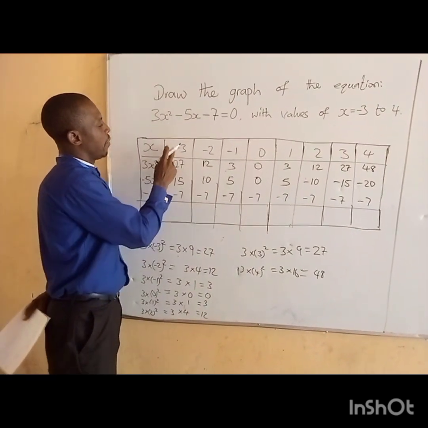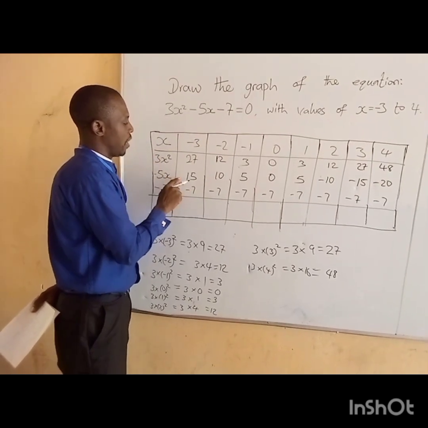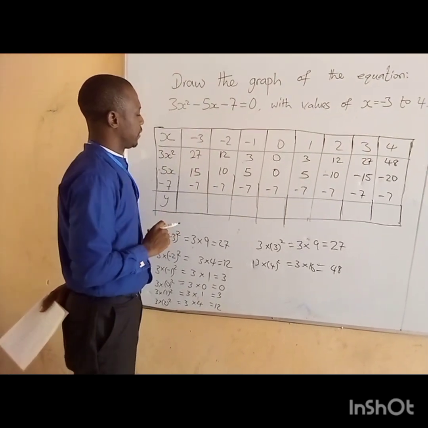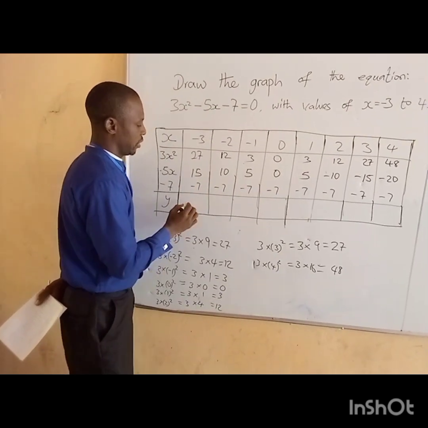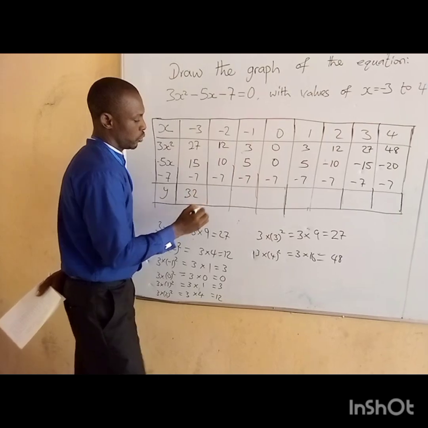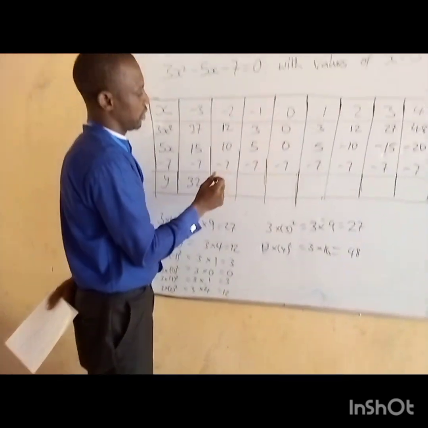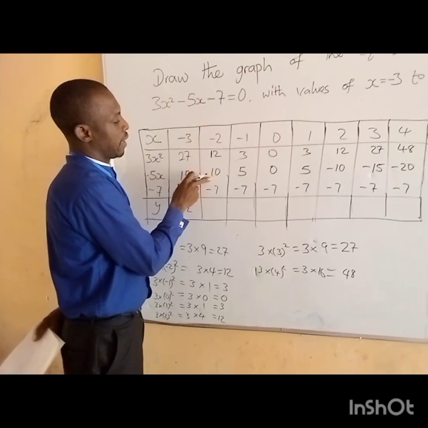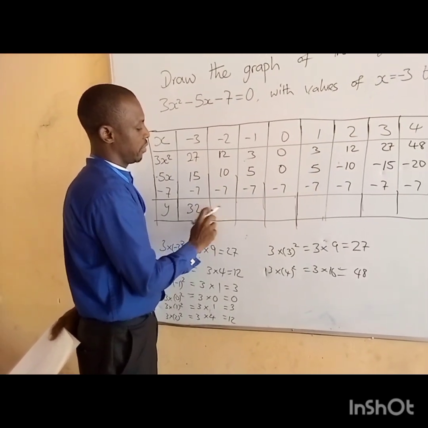We have minus 3 plus 27 will give us 24. We add 24 to 15, you have 39. 39 minus 7 will give us 32. And then this is minus 2 plus 2 is 10. 10 plus 10 is 20. 20 minus 3 minus 7 is 13.